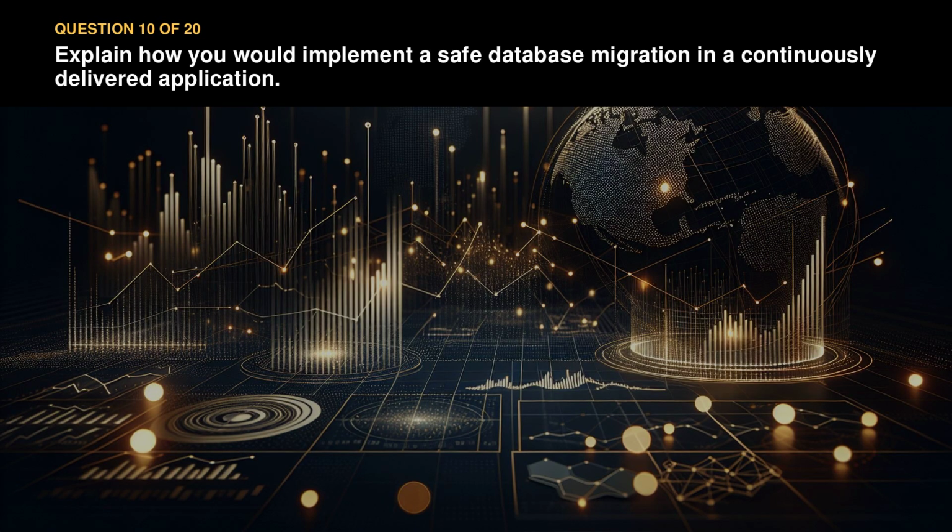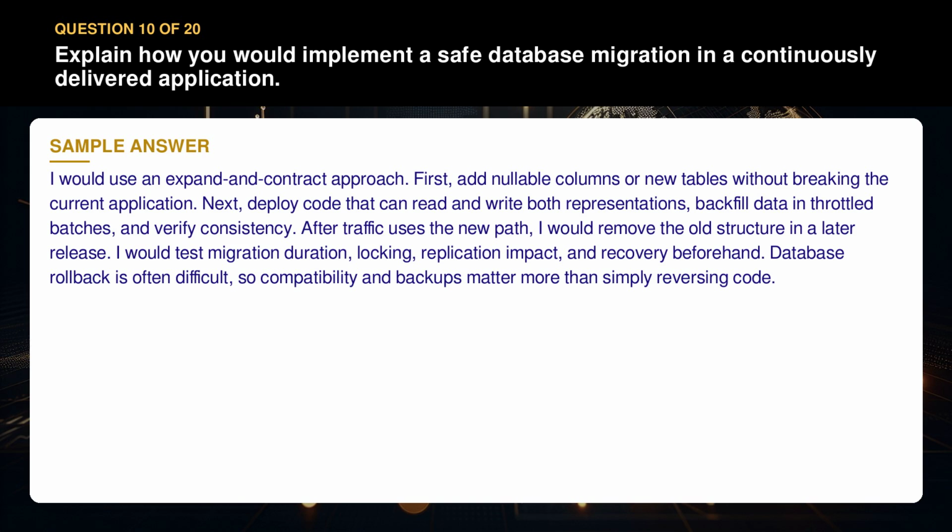Question 10. Explain how you would implement a safe database migration in a continuously delivered application. I would use an expand and contract approach. First, add nullable columns or new tables without breaking the current application. Next, deploy code that can read and write both representations, backfill data in throttled batches, and verify consistency. After traffic uses the new path, I would remove the old structure in a later release.